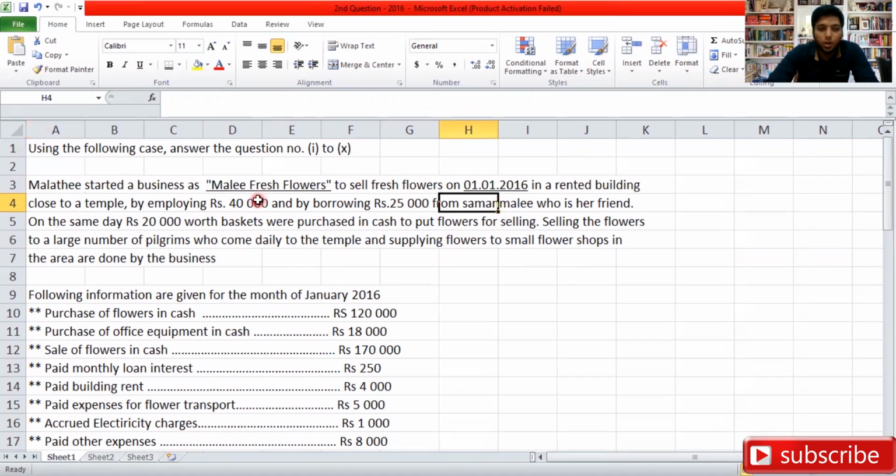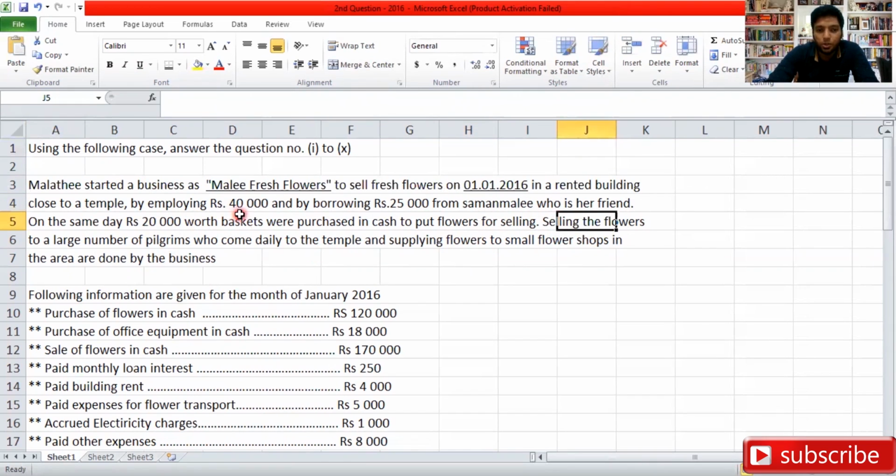Okay, let's move on. On the same day, rupees 20,000 worth of baskets were purchased in cash to put flowers in for selling. So she purchased the baskets to present her flowers nicely. Selling the flowers to a large number of pilgrims who came daily to the temple and supplying flowers to small flower shops in the area are done by the business. So what is the main area of selling? They are targeting the pilgrims who are coming to the temple, and they are near a temple. And also, you might see they are supplying flowers to small flower shops. So these can be very highlighting points in our question.